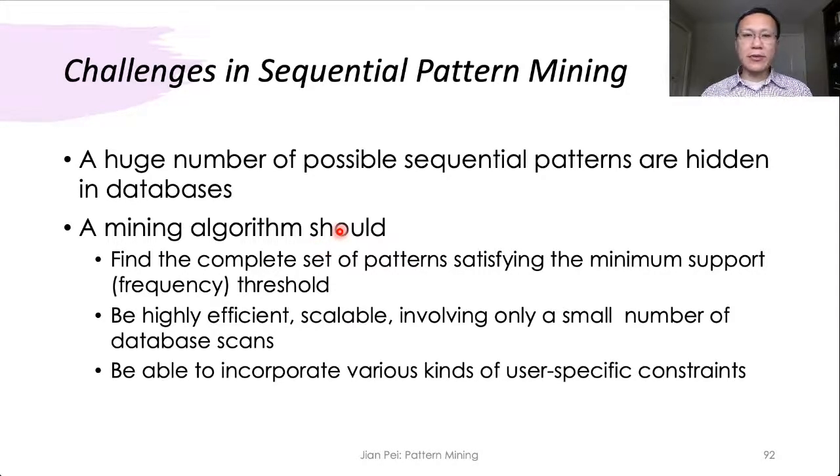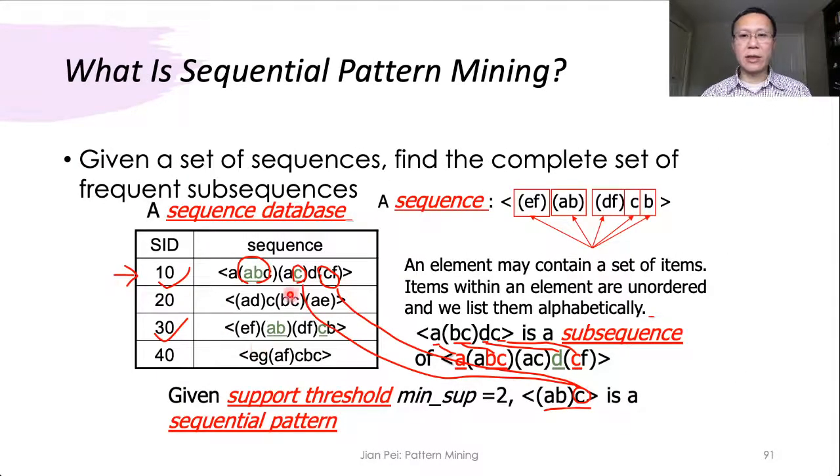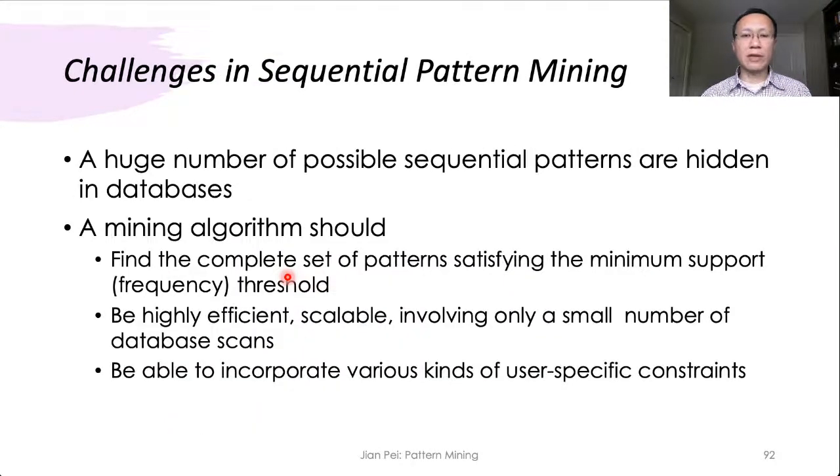There are a series of challenges in sequential pattern mining. First, there are a huge number of possible sequential patterns hidden in a large database. As you can see, like a sequence database, there are many possible combinations. The way to combine the patterns is not only limited to one element. Indeed, different elements may also combine together to form a pattern. Therefore, the number of sequential patterns can be huge.